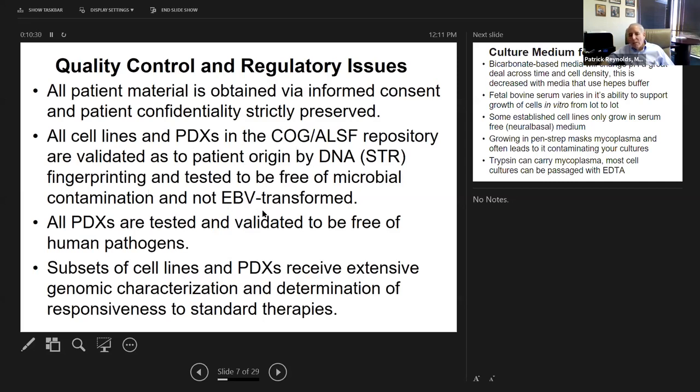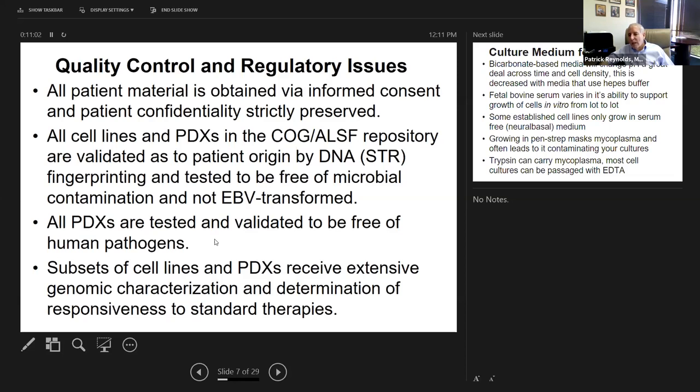And this is important because especially with the older patients, we'll get some of these that grow out that are really EBV transformed lymphoblastoid cells, not the tumor itself. And this does occur in PDXs, not just in cell lines, but it's mostly a cell line problem. All the PDXs are tested and validated to be free of human pathogens. We do this by an outside laboratory, so we can just provide that without having to worry about the liability of it, and they're a test lab. And this is needed for many of the animal facilities will require this if you're going to put human cells in the immunocompromised mice.